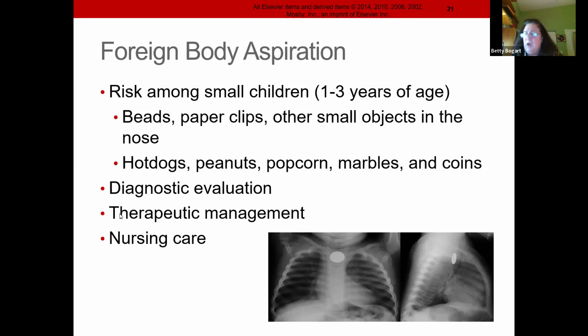Now, how do we usually, or how can we get rid of this stuff? Well, what they did was take a Foley catheter with a balloon, put it down the mouth below where that coin would be, blow the balloon up, and this child would sit on the surgeon's lap and pull it forward. And that child would vomit. And because the balloon was inflated, the quarter would come up with it.